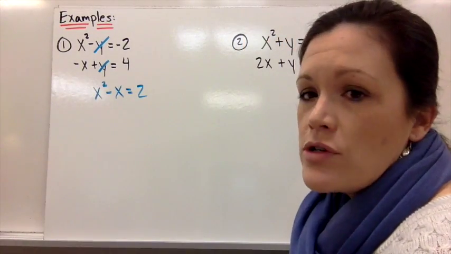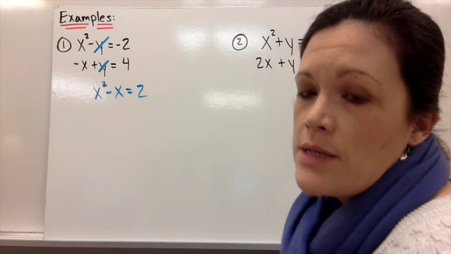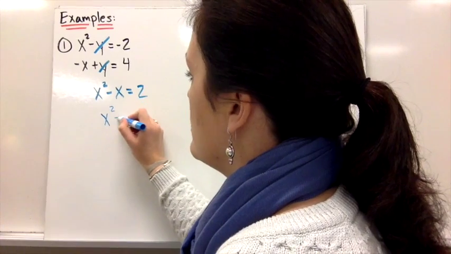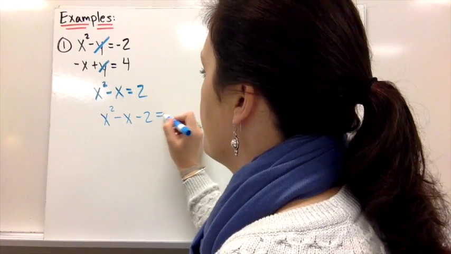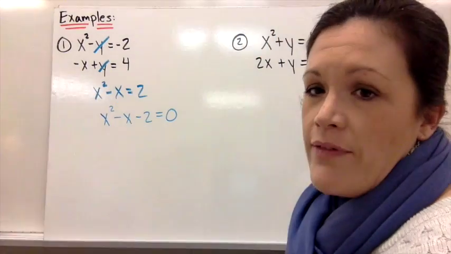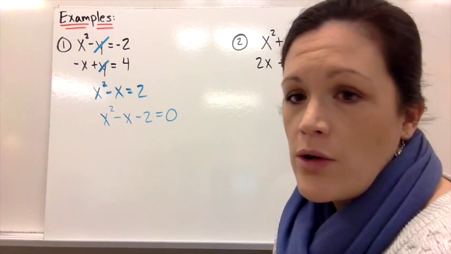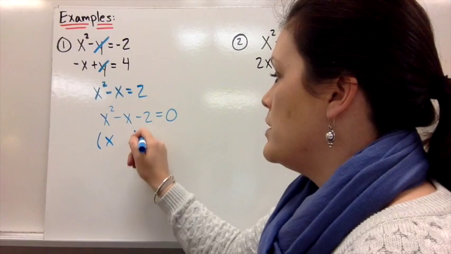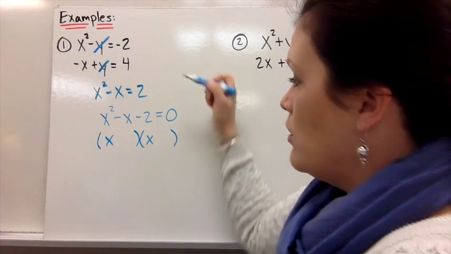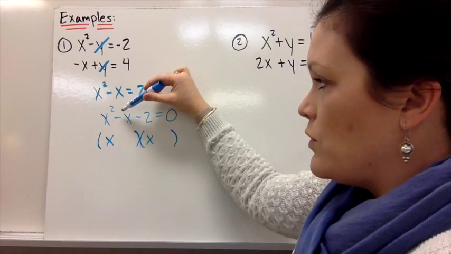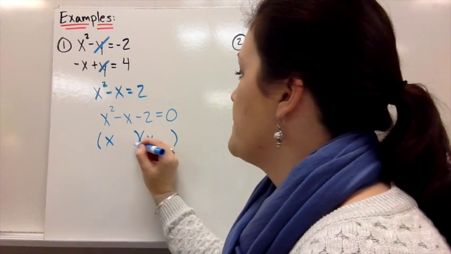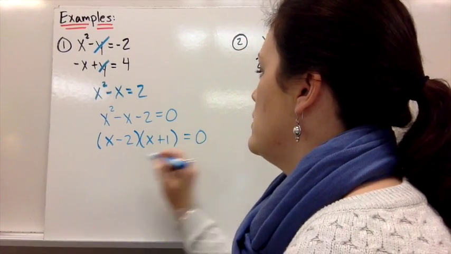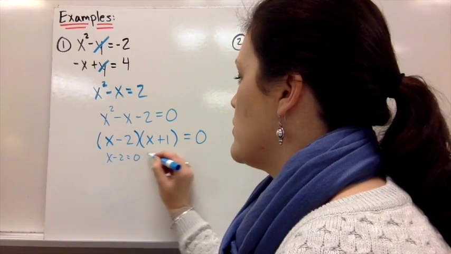So now what I have left looks quadratic because I have something squared and something that's not squared. They don't go together. So that means I've got to move everything to one side. And then I could try to solve by factoring, or you might occasionally need the quadratic formula or completing the square. So I'm going to put x in each parentheses. What will multiply to give me negative 2 and add up to negative 1? So that would be negative 2 and positive 1. So then set each factor equal to 0 to solve.